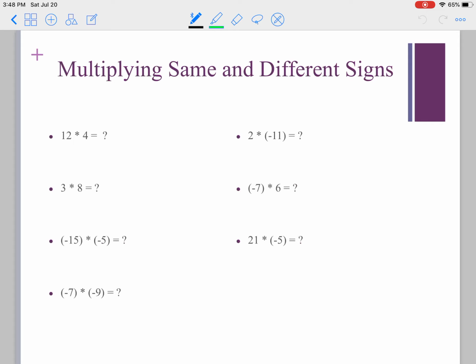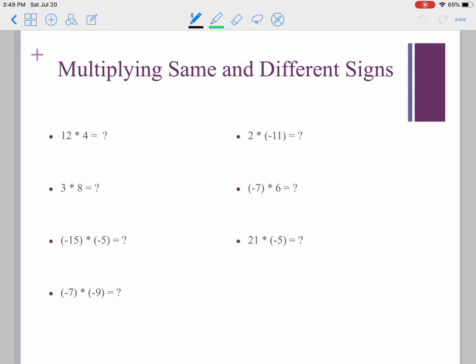Multiplying same and different signs. Now there's several examples here, and I'm only going to work a few of them. Actually, I may work them all, but I'm going to work them relatively quickly just so you have the ability to check yourself. But I want you to work through them. Hit pause, work through them, and see if you can determine what is actually happening in each one of these examples that are being illustrated. So go ahead and hit pause.